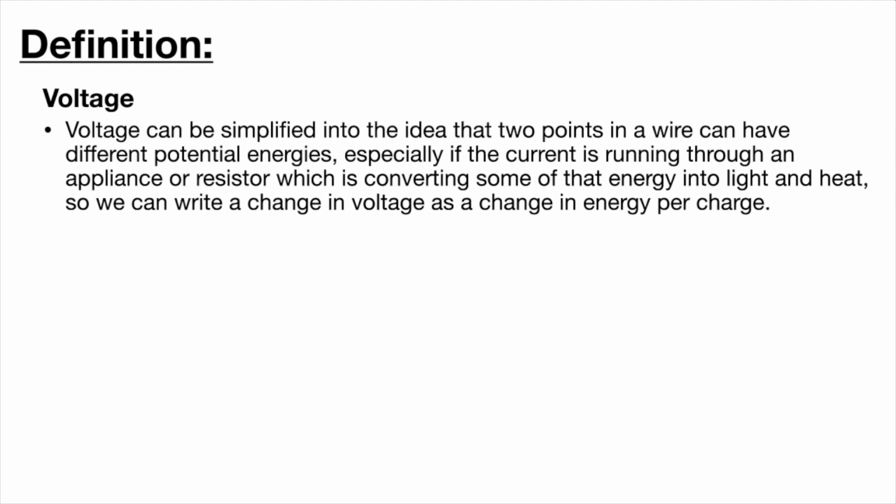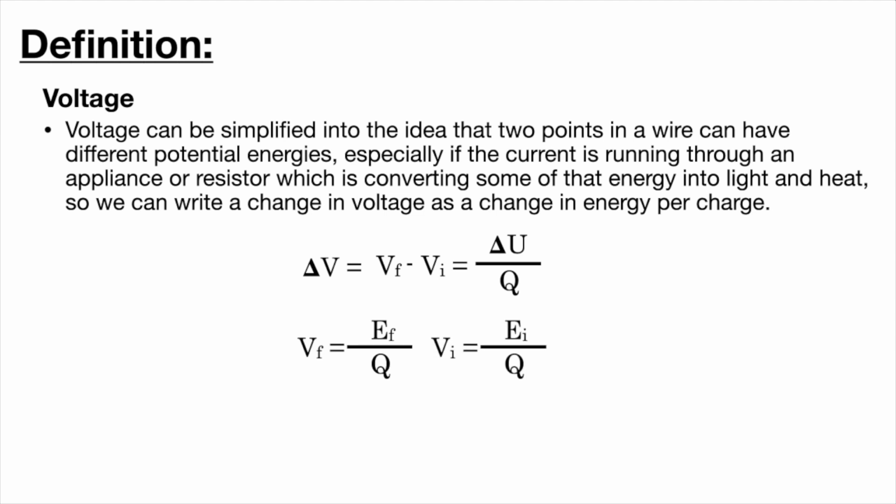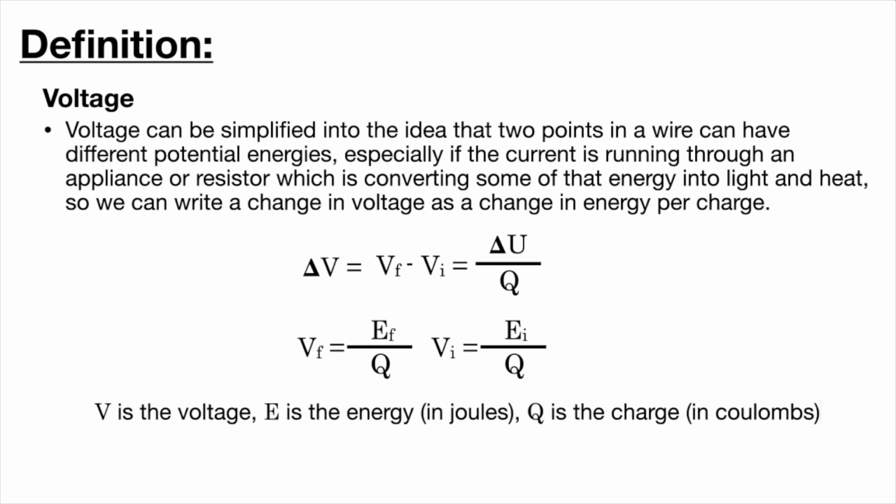So we can write a change in voltage as a change in energy per charge. This gives us a formula like the difference in potential, delta V, is equal to the final voltage minus the initial voltage, which is the change in potential divided by the charge. The final voltage can be written as the final energy divided by the charge. The initial voltage is equal to the initial energy divided by the charge. V is voltage, E is the energy in joules, and Q is the charge in coulombs.